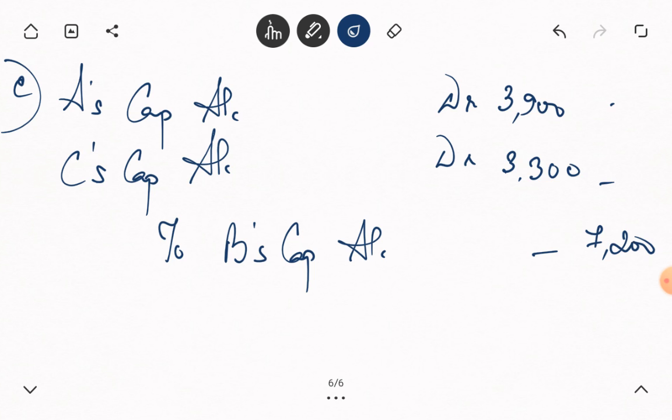First, when goodwill is raised but it's written off immediately. Then, when only the retiring partner's share of goodwill is raised and then written off. And finally, when the retiring partner's share of goodwill is adjusted directly through the capital accounts of A and C.